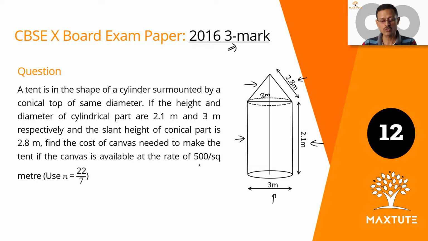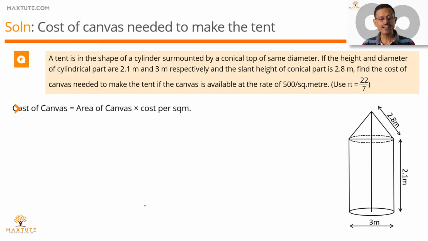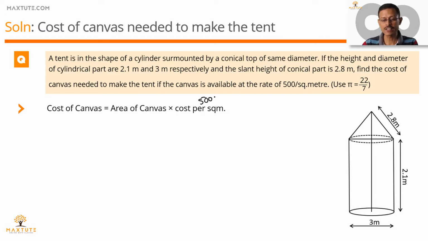They're given as a cost per square unit, which is 500 rupees per square meter. They've also given us one more piece of information: use pi equal to 22 by 7. Very straightforward question. The cost is nothing but the area of the canvas required into the cost per square meter. This part we know, it's 500 rupees per square meter. So all that is left is to find out the area of the canvas.